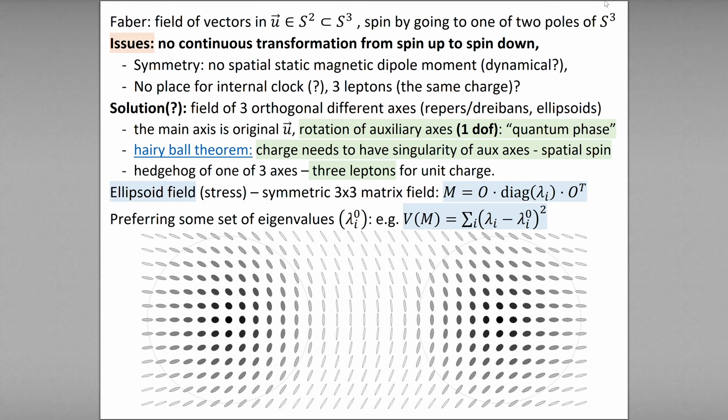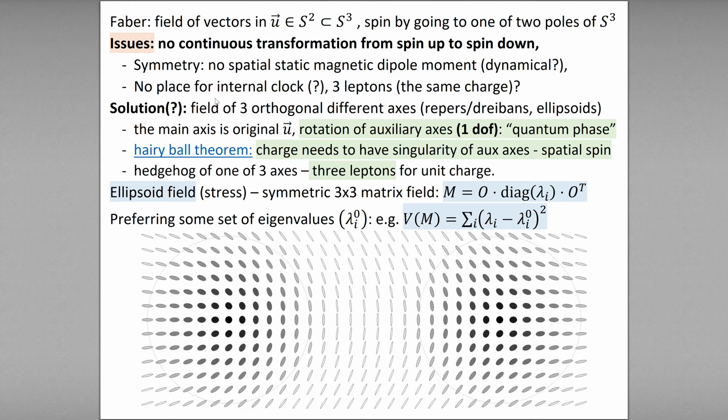Then we have no special static magnetic dipole moment. So in Faber's model, there is no magnetic dipole moment of the electron, which is very important. So there is no place for this clock. Then there are missing leptons.